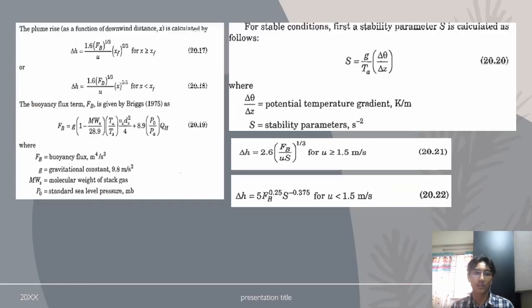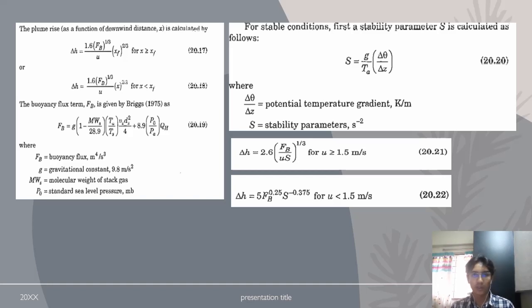Next, the plume rise as a function of downwind distance x can also be calculated by using equation 20.17 and 20.18. Then the buoyancy flux term Fb given by Briggs in 1975 can also be calculated using equation 20.19, where Fb equals the buoyancy flux, g is the gravitational constant, MWs is the molecular weight of stack gas, and P0 equals the standard sea level pressure.